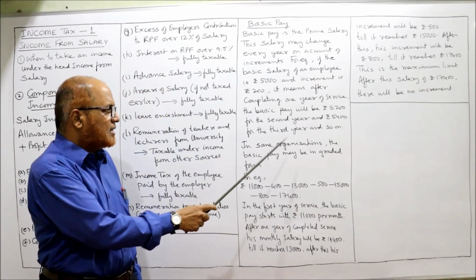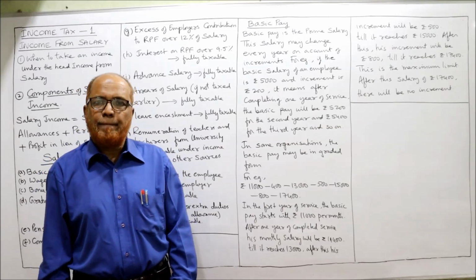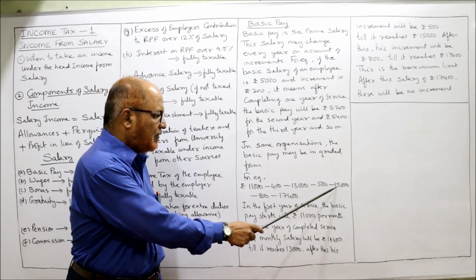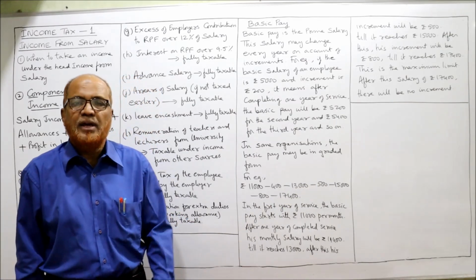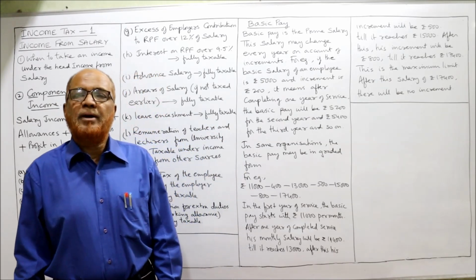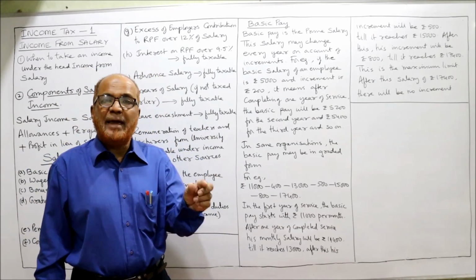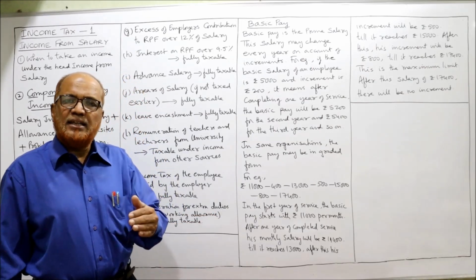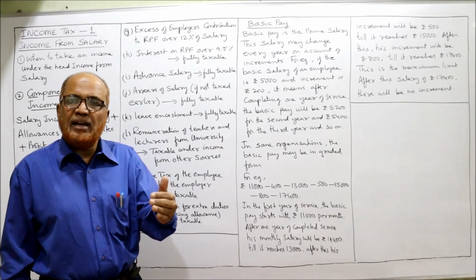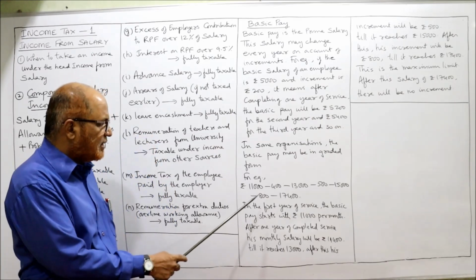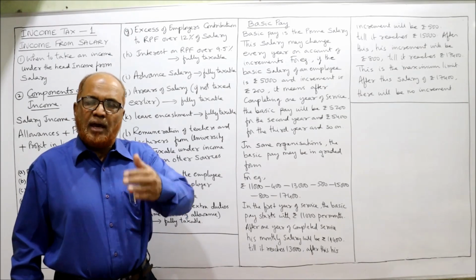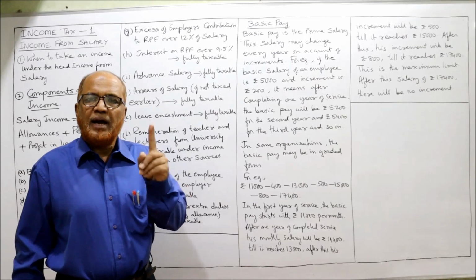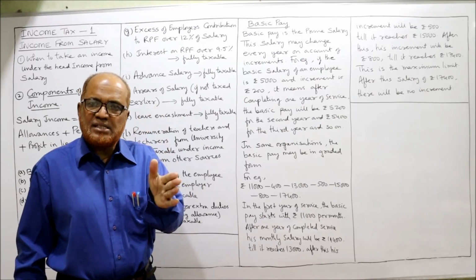Sometimes in some organizations, the basic pay may be in graded form. Graded will be like this. Example, 11,000, 11,400, 13,000, 13,500, 15,000, 15,800, 17,400. This is called graded pay scale. Now you should know the meaning of this graded pay scale. At the time of joining the service, he will get a monthly salary of 11,000 rupees. Every month 11,000, up to the end of the first year. First year, 12 months completed.